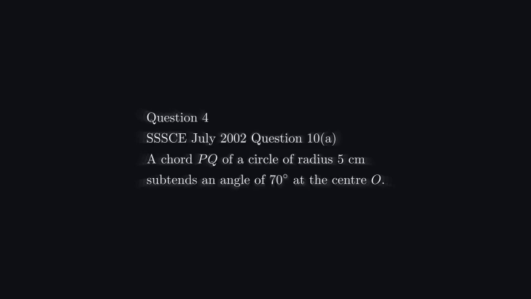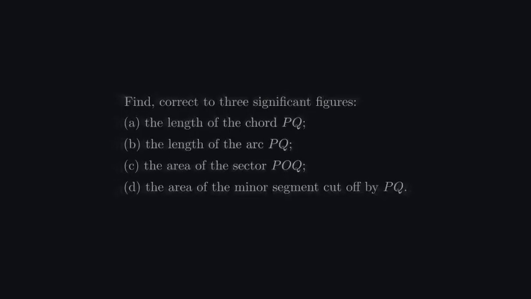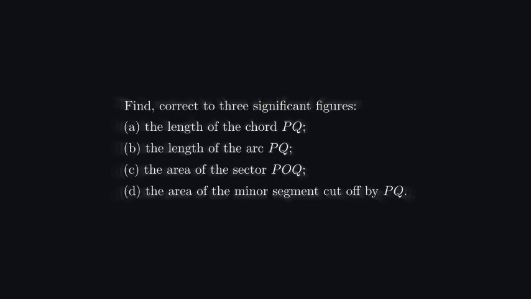Here is SSSCE July 2002 question 10a. A chord PQ of a circle of radius 5 centimeters subtends an angle of 70 degrees at the center, O. We are asked to find four things, all correct to three significant figures: the length of the chord PQ, the length of the arc PQ, the area of the sector POQ, and the area of the minor segment cut off by PQ.